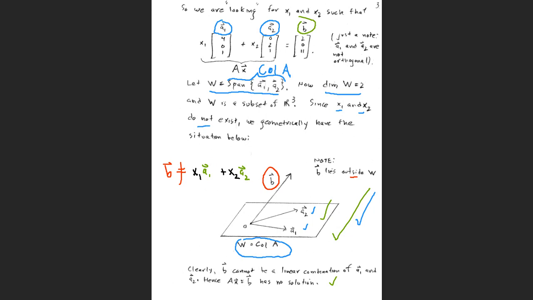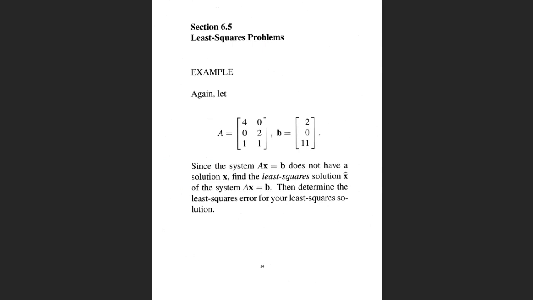Okay, so sometimes a system of equations just does not have a solution. But perhaps we can find another kind of solution, and we call that solution a least squares solution. Now, what is a least squares solution? Well, let's look at this example again.